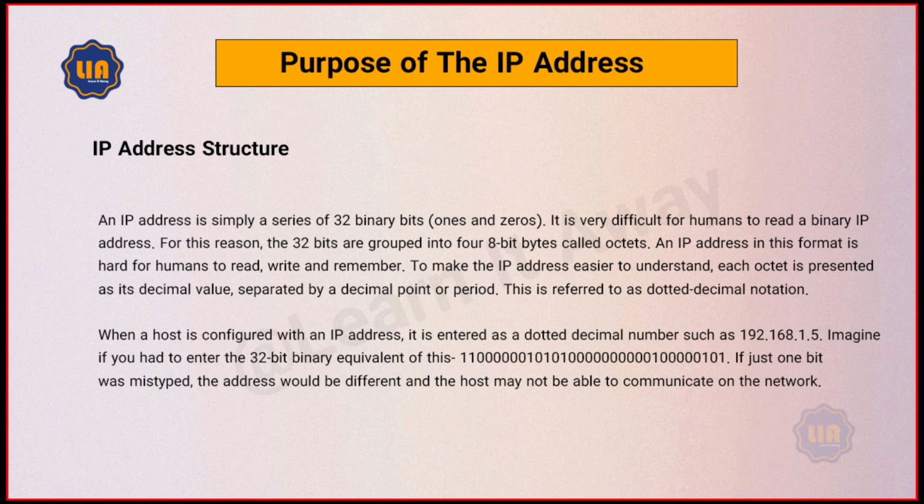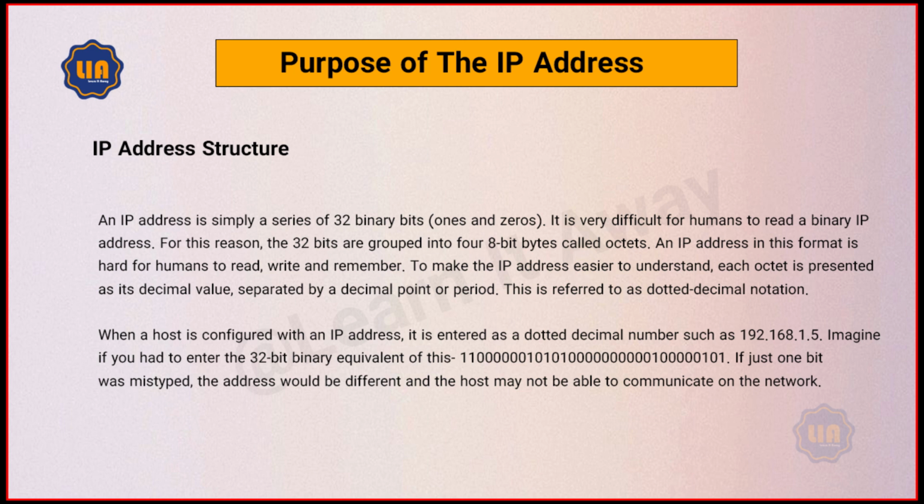An IP address is simply a series of 32 binary bits, ones and zeros. It is very difficult for humans to read a binary IP address. For this reason, the 32 bits are grouped into 4 8-bit bytes called octets. An IP address in this format is hard for humans to read, write and remember. To make the IP address easier to understand, each octet is presented as its decimal value, separated by a decimal point or period. This is referred to as dotted decimal notation.